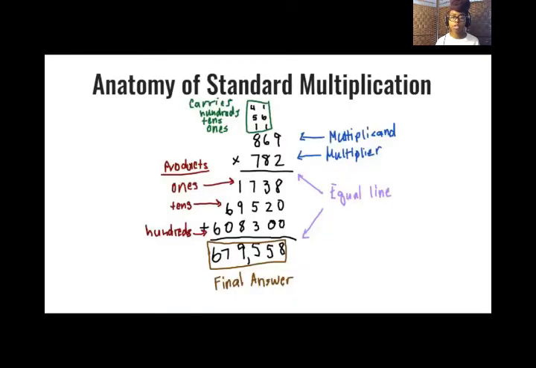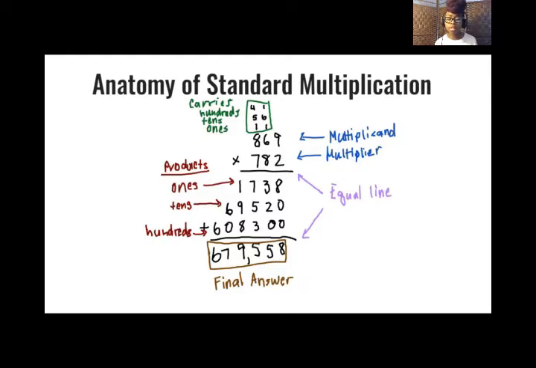So the first thing we want to cover is the anatomy of standard multiplication, okay? So what we have is 869 times 782. The first number, 869, is called the multiplicand, and I have that highlighted in blue. And then the second number we're multiplying is called the multiplier, all right? So sometimes I'll refer to the multiplicand and the multiplier. I may say also the top number, the bottom number, or the first number and the second number, just so you know what I'm talking about.